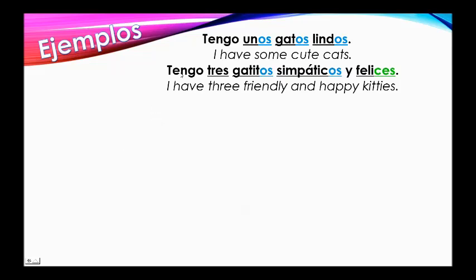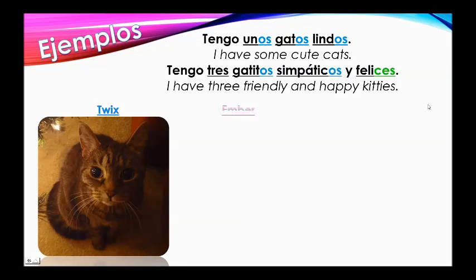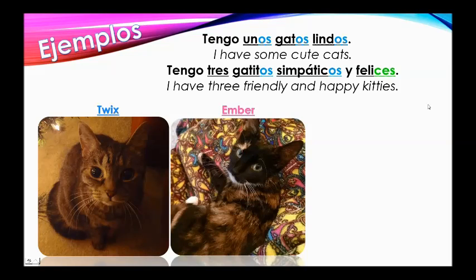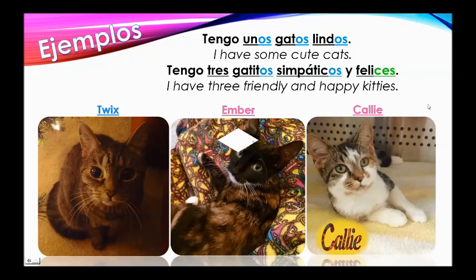And then tengo tres gatitos simpáticos y felices. See how all of those are agreeing plural and masculine? I have 3 friendly and happy kitties. And those are Twix. He is the boy kitty. He is the oldest. And Ember, who's a girl. And then Callie, who's also a girl. So they're sisters and they're right around the same age.